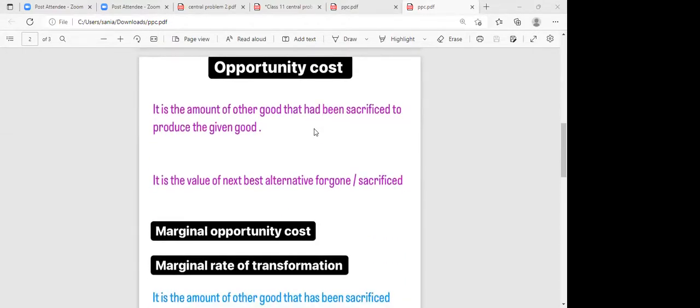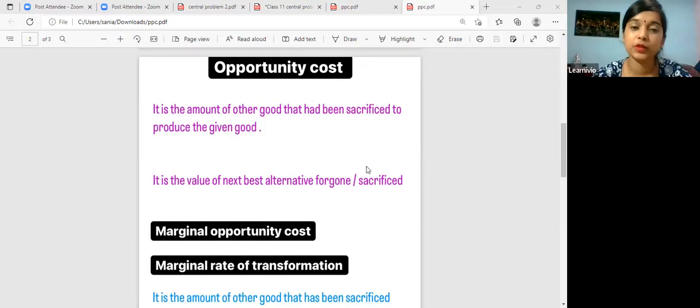So basically, first we'll start with opportunity cost, right? Because opportunity cost is related to PPC. So we'll first do opportunity cost, which is your OC, and after that we'll do PPC. Is it fine? Yes, ma'am. Okay. So now, what is opportunity cost?